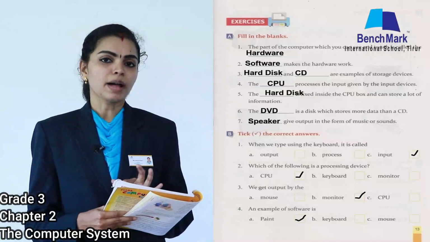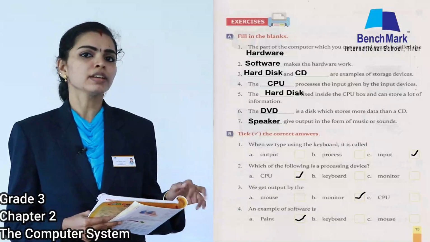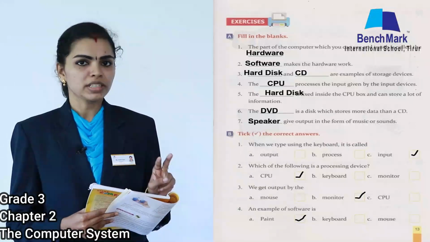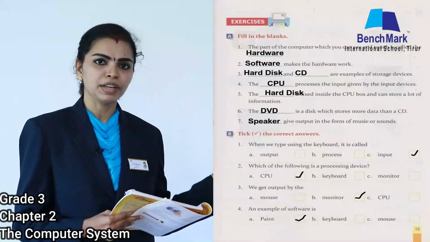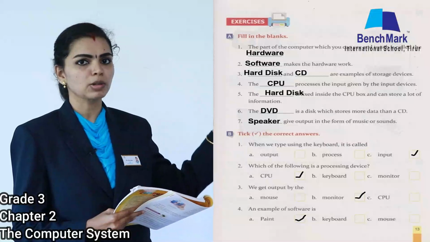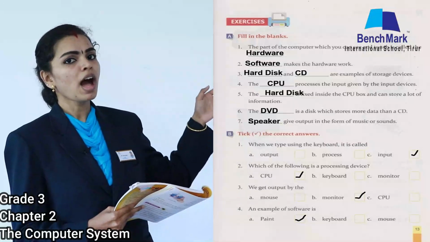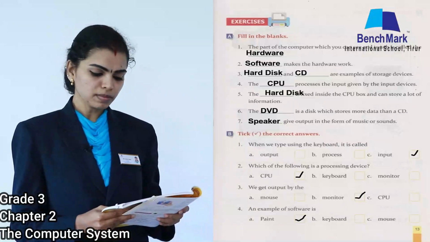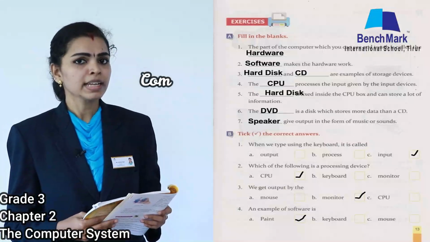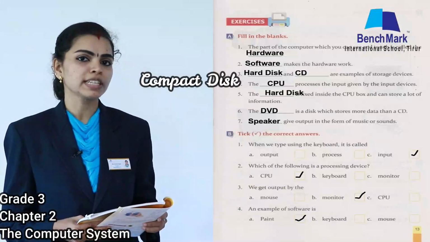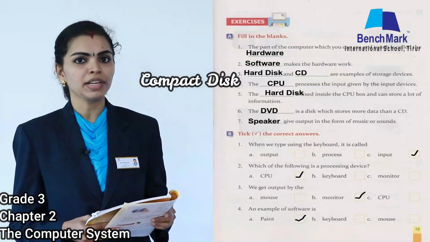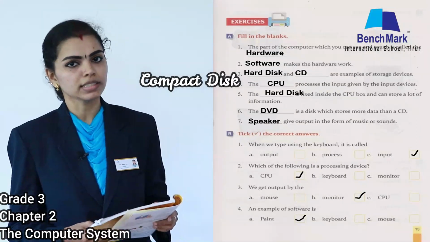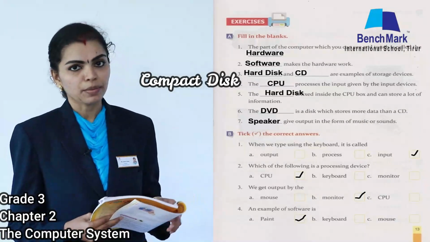Dash and dash are the example of storage devices. So here you can write any two storage devices. Okay. So here I have given hard disk and CD. You can write DVD, pen drive. So any two examples. So this is the spelling of hard disk and CD. Okay. So the CD is a short form. What is the full form of CD? Compact disc. So what is the full form of DVD? Digital versatile disc. Okay. So that is given in your book.